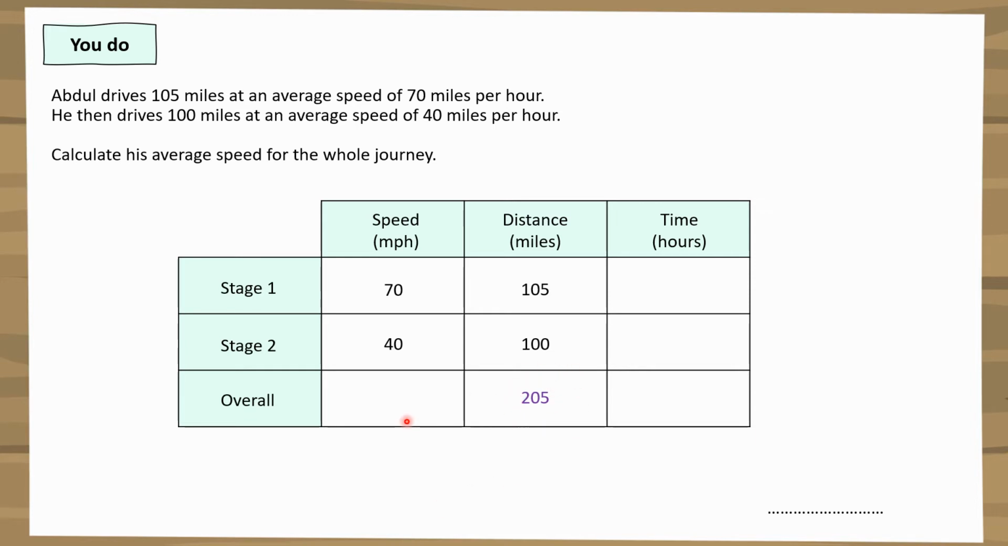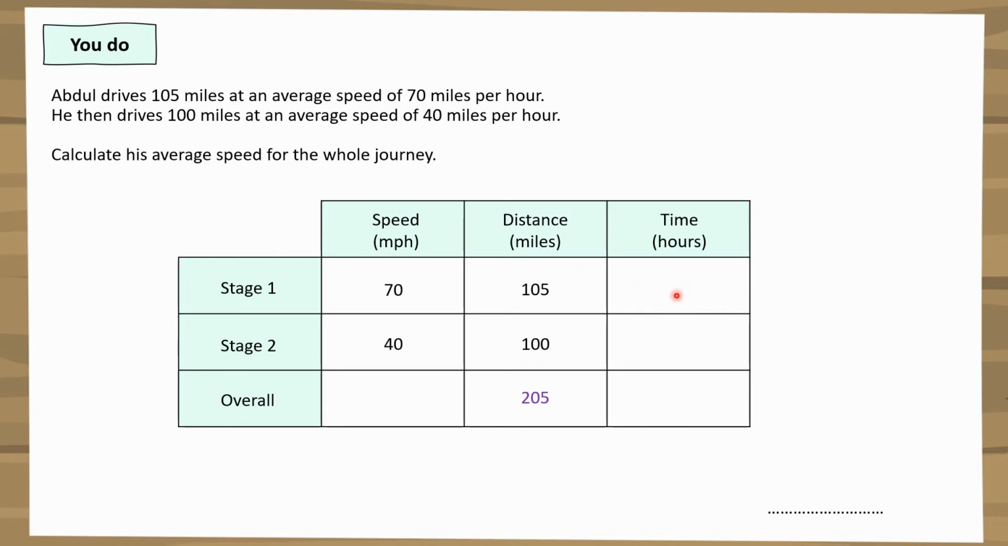Now from here there's only a couple more things I can work out, which is the time for stage 1 and stage 2. Okay, we can't jump straight to speed here by doing anything with these. We need to work out their times and then add those together and then do speed is distance divided by time here. So I'm going to work out the time for stage 1.